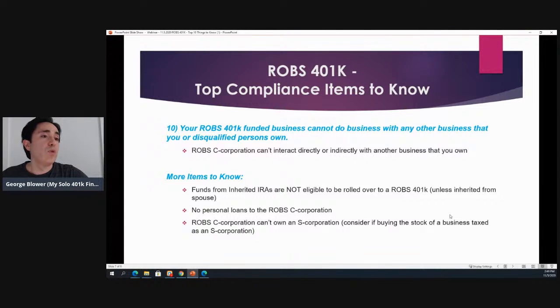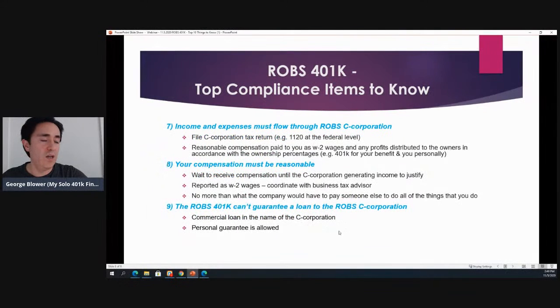So, presumably, there's two scenarios you might be referring to. Number one, can the corporation that's funded with your retirement money take a loan? And the answer is yes, absolutely. It needs to be, like we noted in number 9, in the name of the C corporation. You can personally guarantee the loan, but you don't want to sign something that indicates that the 401k is guaranteeing the loan. If you're talking about a 401k participant loan, that's also allowable.